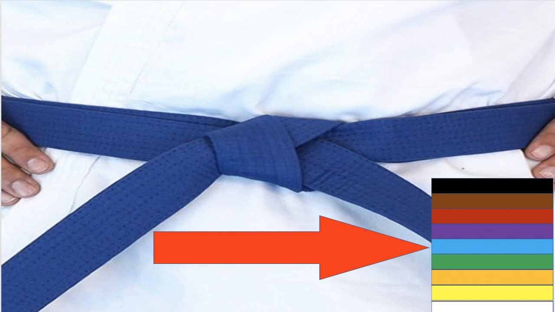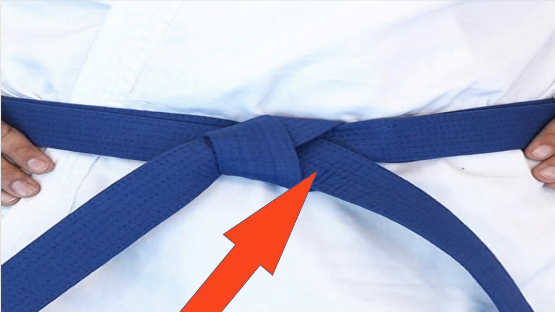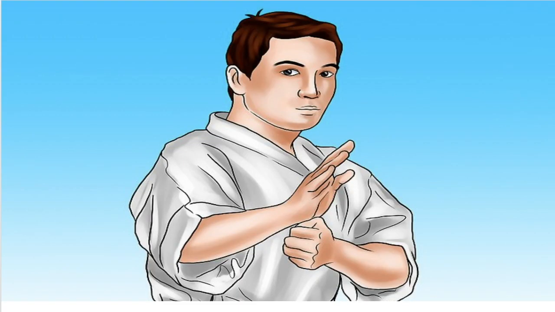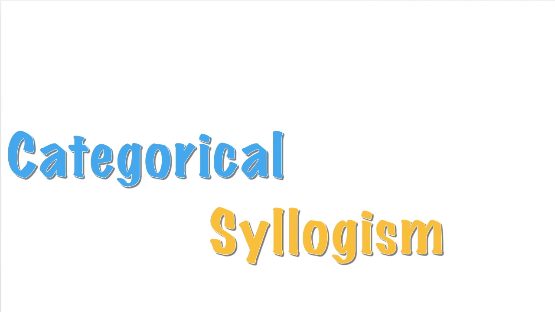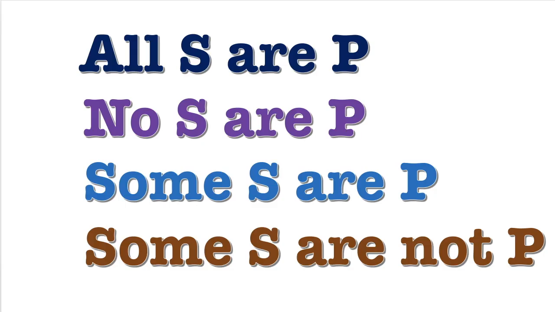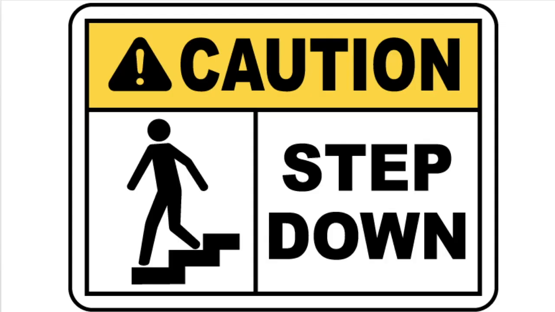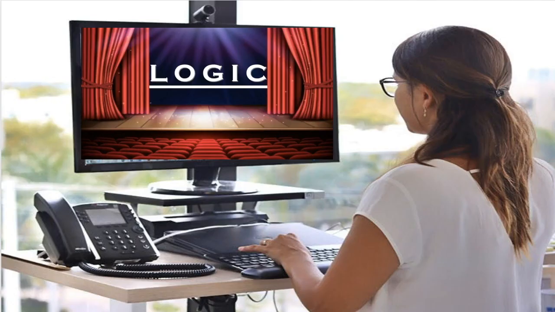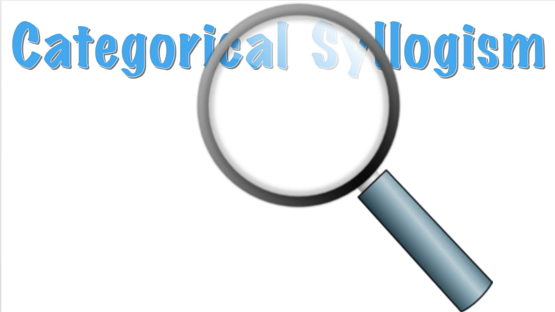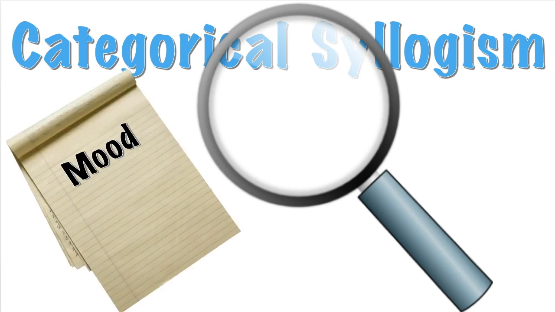This video of the video playlist, you'll be using your blue belt in Logic to master categorical syllogisms. Now, a categorical syllogism is a kind of deductive argument that is made with categorical propositions. And if you don't know what a categorical proposition is, please go down a level in this video series to the green belt level. In this video, you will learn how to make a categorical syllogism into standard form and then test it for validity by using a cheat sheet about the mood and figure.